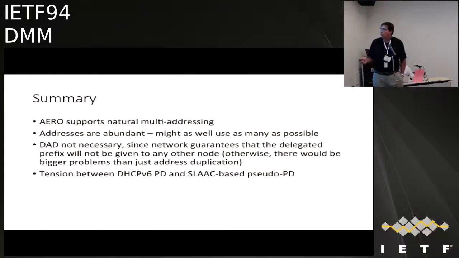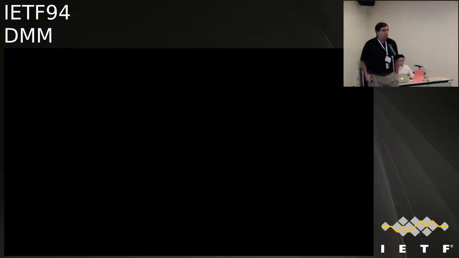So, summary: Arrow supports a natural multi-addressing capability. Addresses are abundant, so we might as well use as many as we need. DAD is not necessary since the network guarantees that the delegated prefix will not be given to any other node. Otherwise, there would be bigger problems than just address duplication. And there is a tension between DHCPv6 prefix delegation and SLAAC-based pseudo-prefix delegation, especially in the area of DAD, when DAD is required and when it's not required. So that's pretty much it on the Arrow talk.